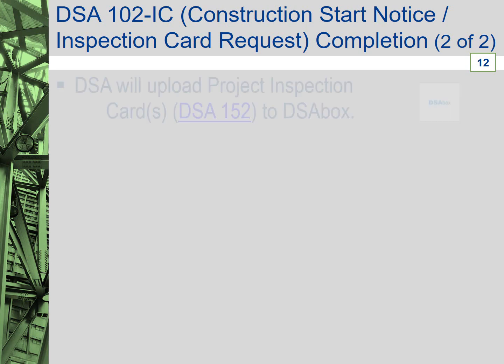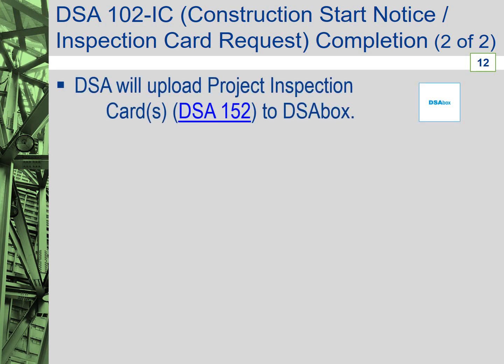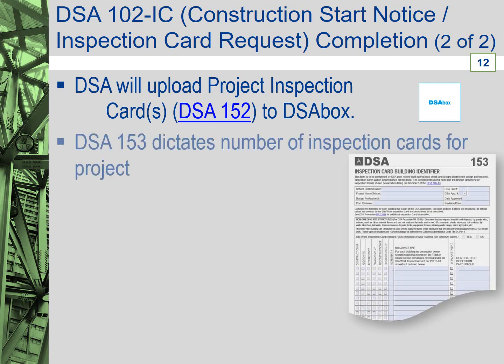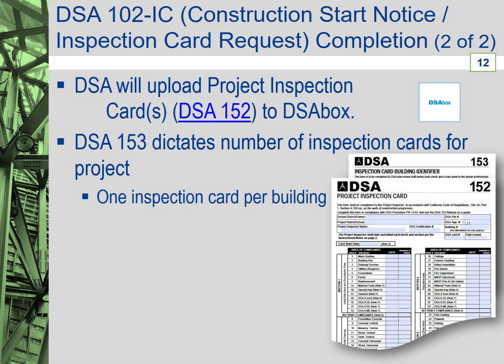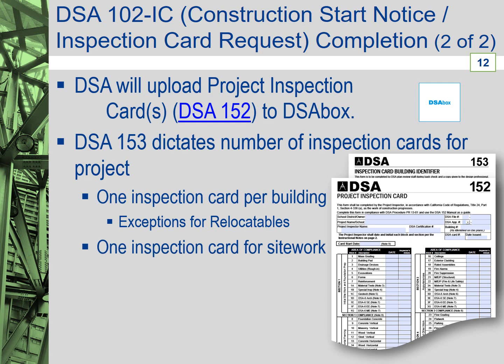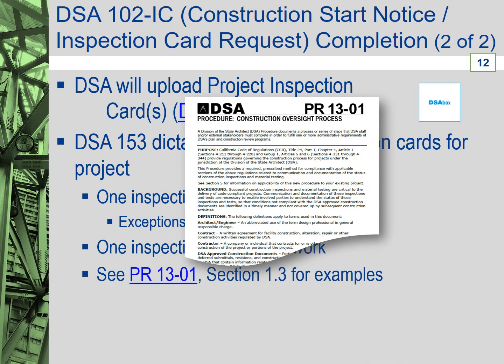DSA will also generate the appropriate number of project inspection cards for the project and upload them into the project inspectors folder in DSA Box. The number of inspection cards is dictated by the information provided on the DSA 153 form. Generally, there is one inspection card issued per building, with exceptions for relocatable buildings, plus one for the site work. Refer to DSA PR 13-01, Section 1.3 for additional information and examples.